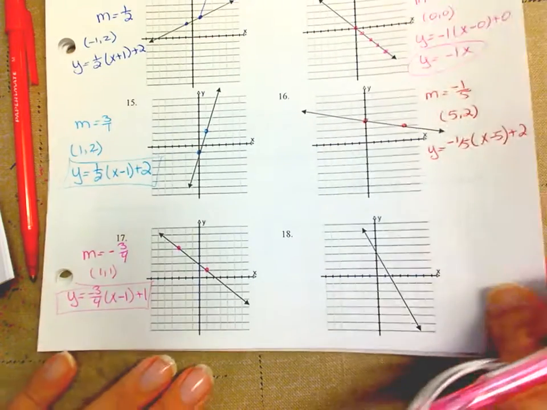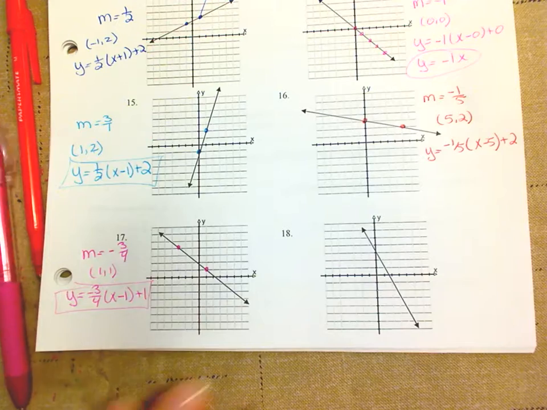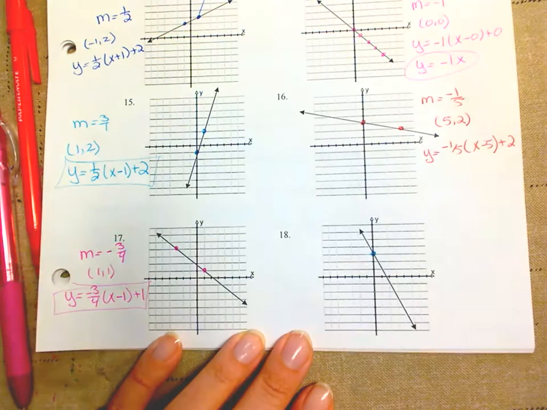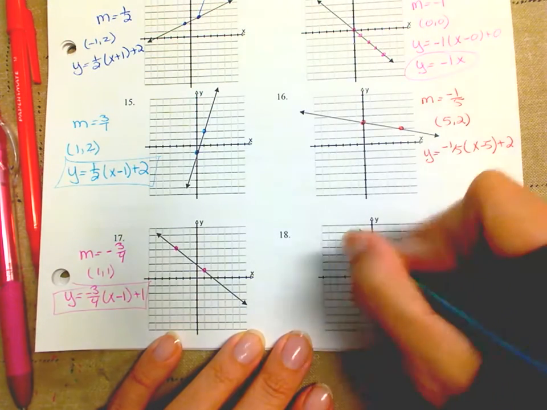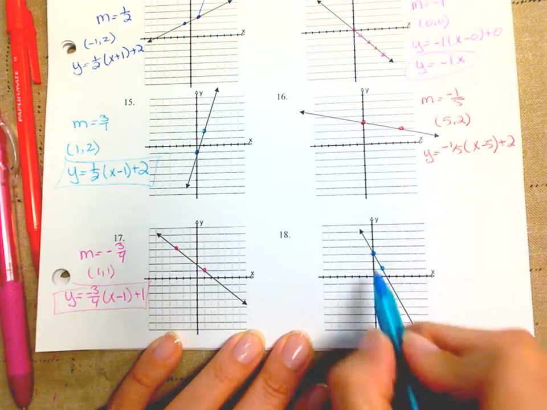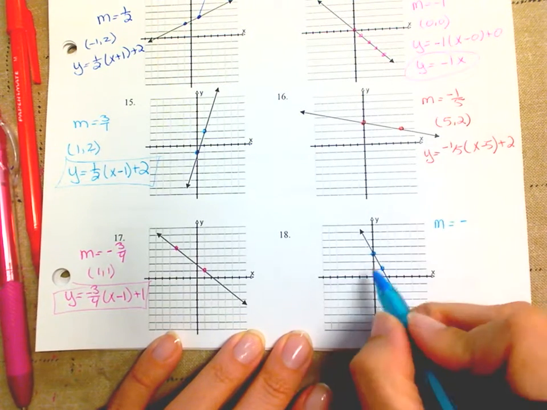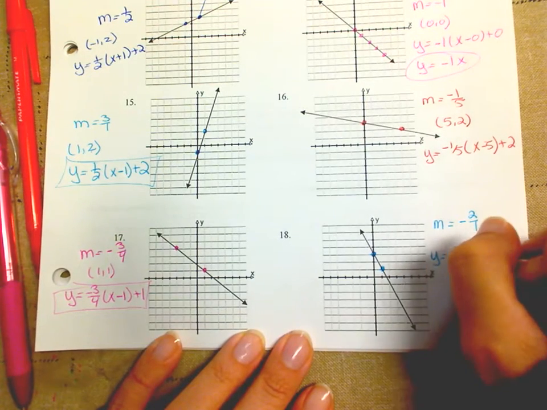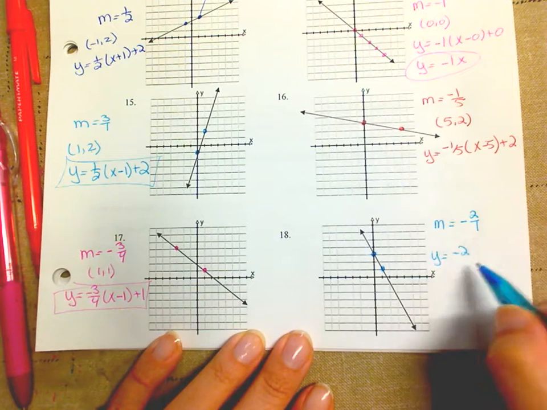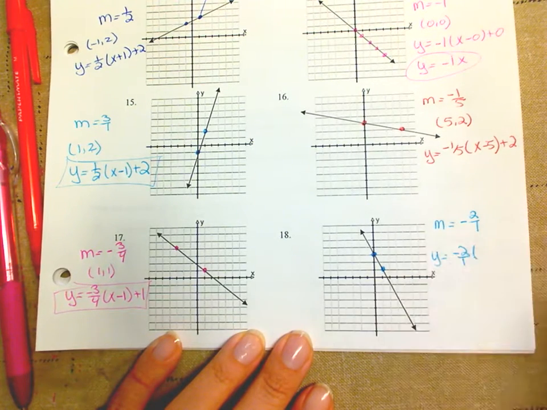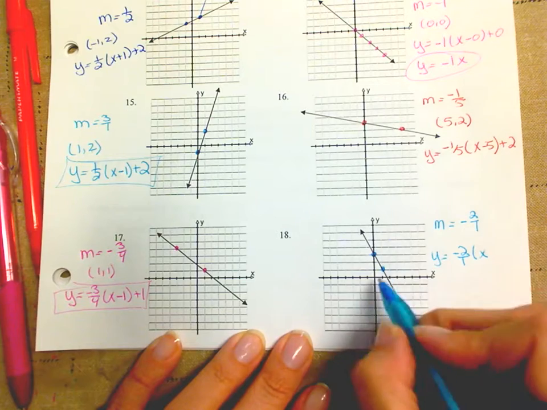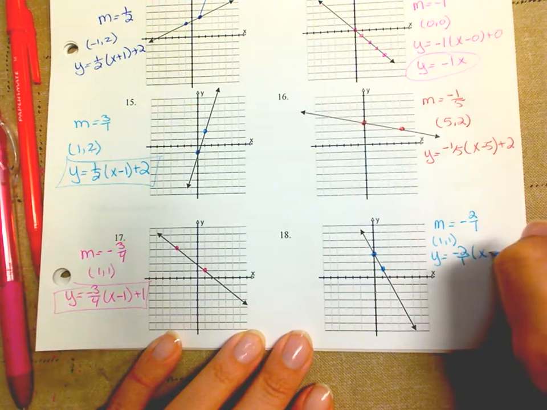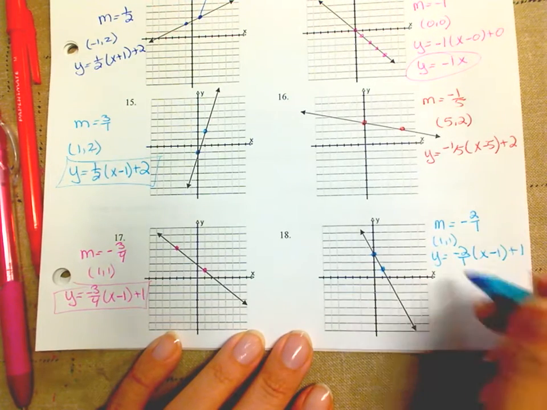And number 18, last one. Let's go with this one. Again, it's not exact, but let's pretend. And I think this one's pretty good. So it looks like my slope is definitely negative 2 over 1. You can just put negative 2. You can put over 1 if you'd like. And again, I'm going to use the point 1, 1 because it's just so nice. x minus 1 plus 1.